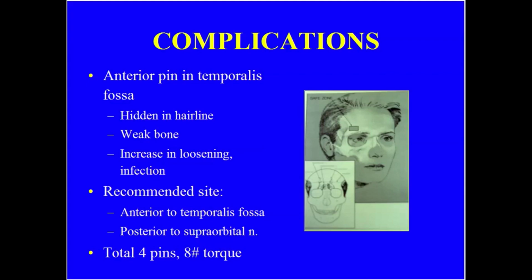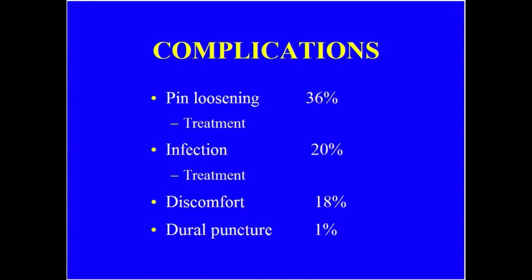In adults, you use a total of 4 pins that you tighten to 8 pounds of torque. You go back the next day and tighten them again, and then you leave them alone. The complications include pin loosening, which you see in 36% of cases. If the pin is loose, you tighten it. If it loosens again, you tighten it again. But if you can't keep it tight, then you'll replace the pin.